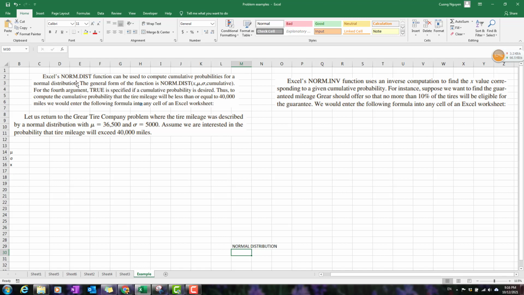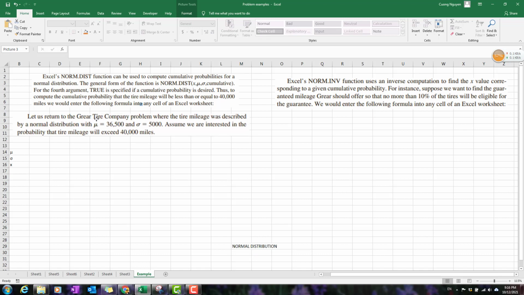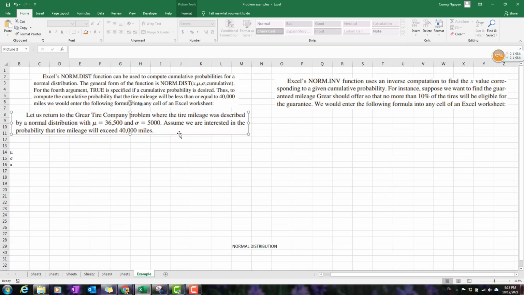So first of all, let's talk about the example. Let's return to the tire company that provides tire mileage, meaning the distance the tire can be used for the car. They have done some statistical research about the tire mileage, and it has been declared to follow a normal distribution, with a mean of the total population of about 36,500 and a standard deviation of the population of about 5,000.